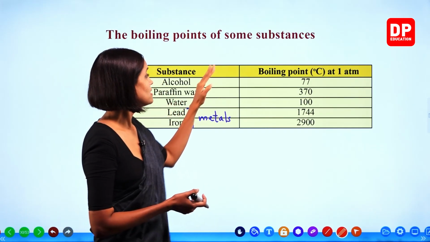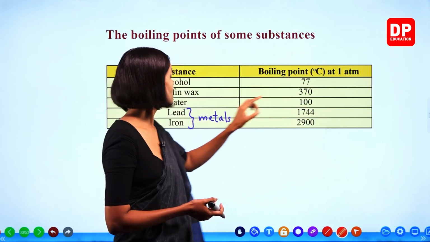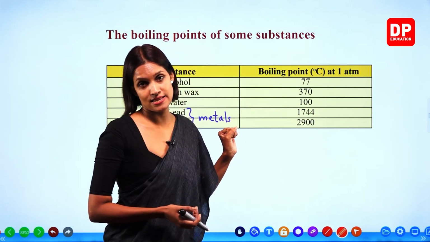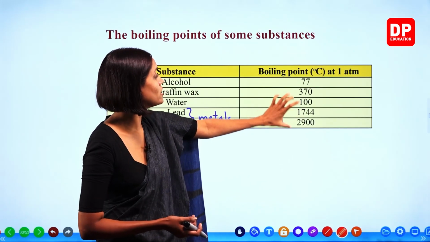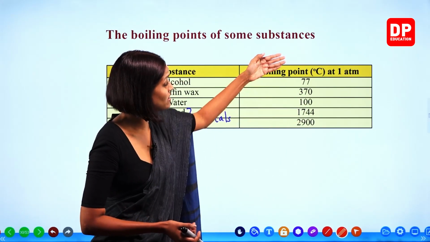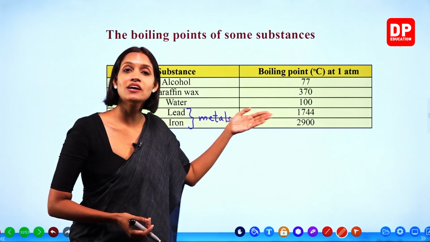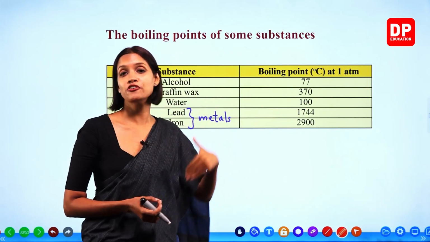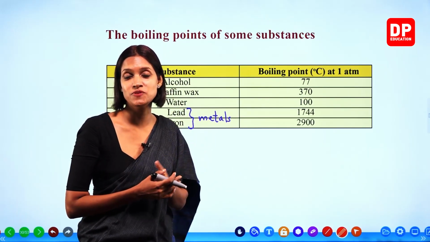Right? Look at this lead and iron. They both are metals. The boiling point of lead is 1744 degrees Celsius. Right? Boiling point of iron is 2900 degrees Celsius. Which means when you compare these two metals' boiling points with the non-metals' boiling points, these are very, very high when you compare with the other substances, the non-metals. Right? So after going through this table again, we can come to a conclusion that the boiling points of metals are relatively higher than that of non-metals. So when we consider the melting points, it was the same observation.